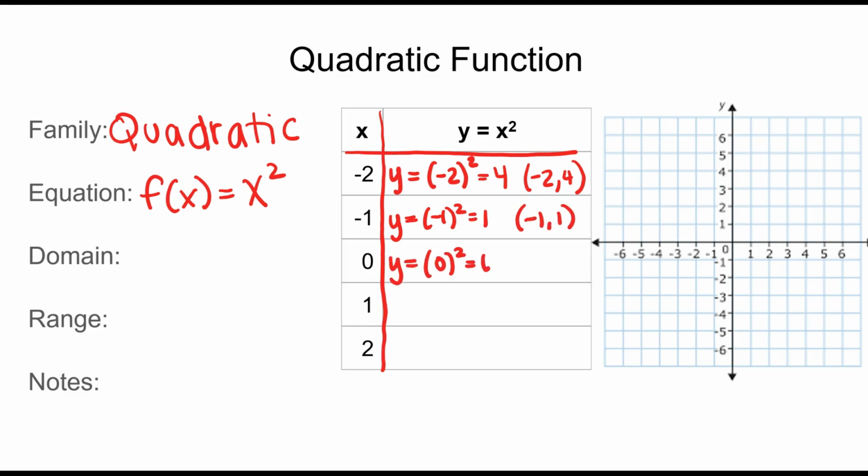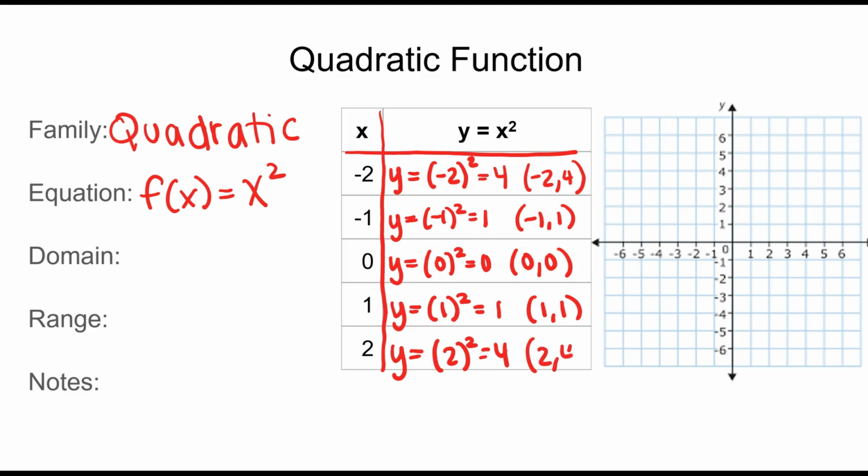Feel free to pause the video and move at your own pace. You don't need to show your work, but sometimes it's helpful, especially in the beginning. So we're going to plot these ordered pairs, (-2, 4), (-1, 1), (0, 0), (1, 1), and (2, 4). And then we're going to connect this into a U shape. Make sure you don't make a V shape here.